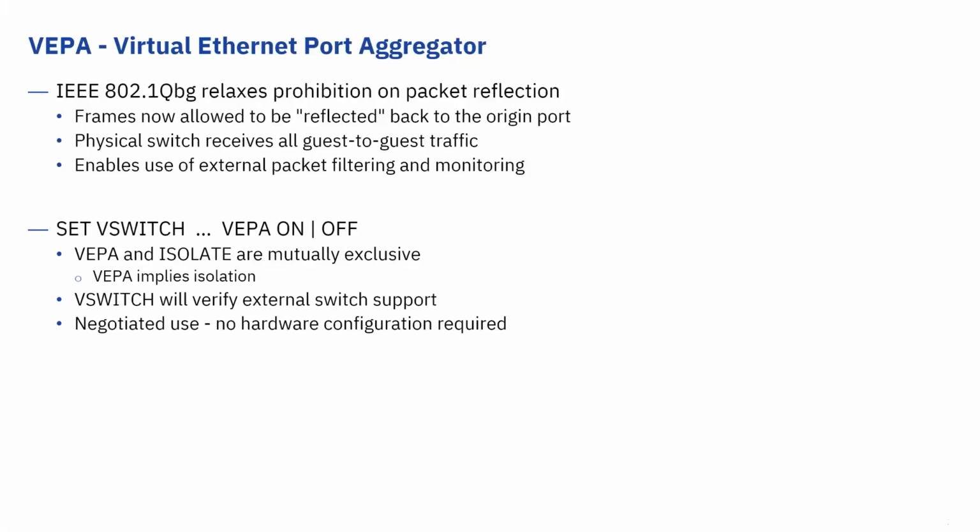Okay. And you want to use isolate when I have no intention that the guests are going to communicate with each other. I don't want the guests talking to each other. There I might use isolate. But in general, if I'm going to do something like this where it's about traffic monitoring and not about restricting, then I would definitely want to use VEPA for that.